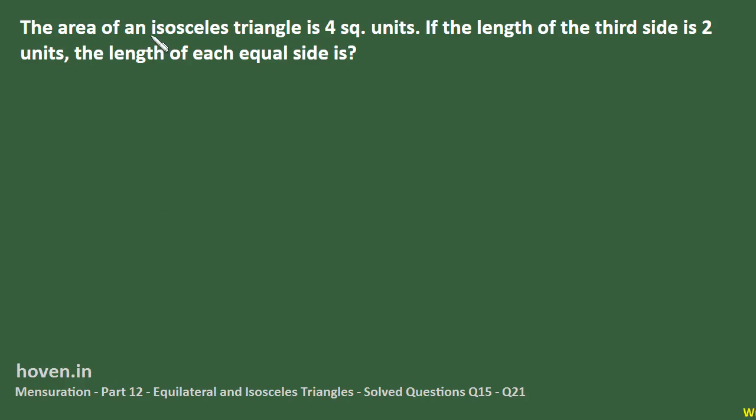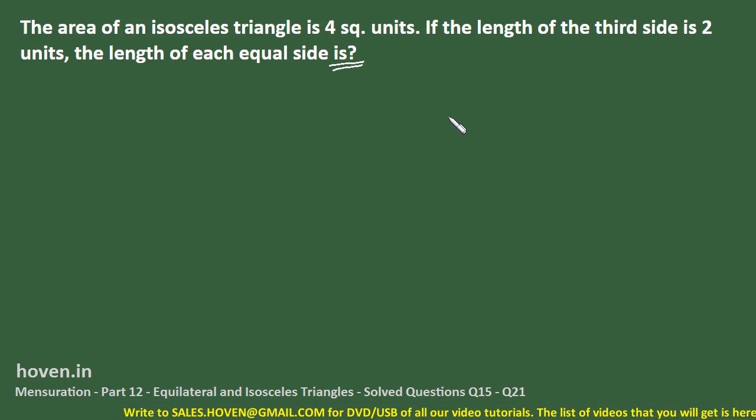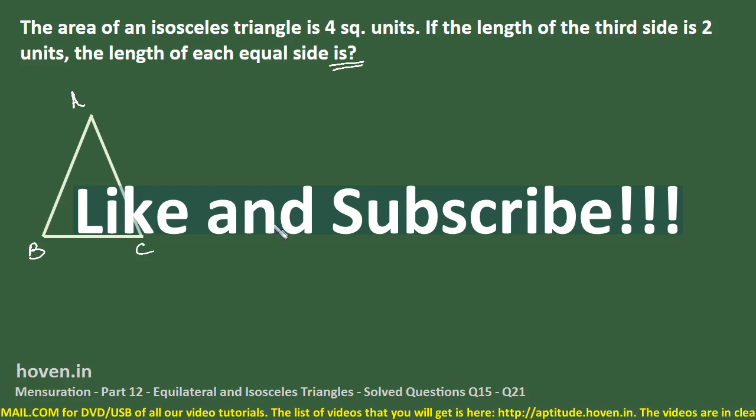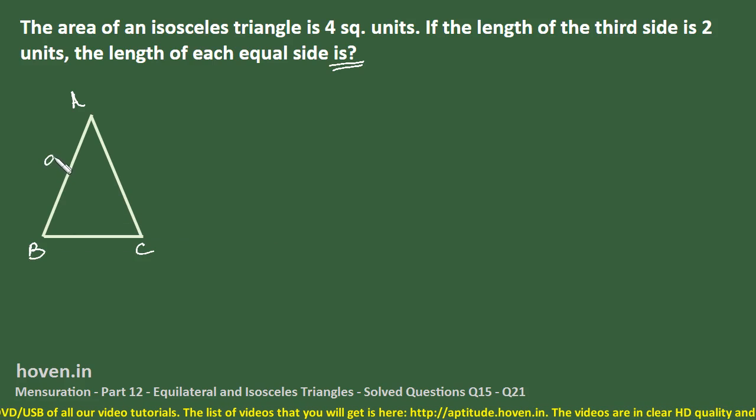The area of an isosceles triangle is 4 square units. If the length of the third side is 2 units, the length of each equal side is to be found out. Let us first of all draw a schematic diagram for this question. Let this be the isosceles triangle ABC, and let the equal sides be represented by A and the third unequal side be represented by B.